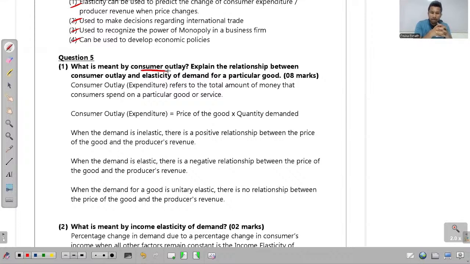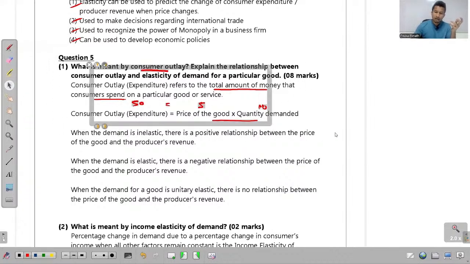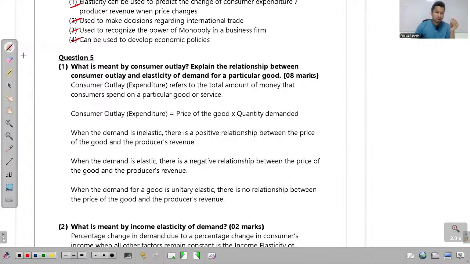When I ask the question, what is meant by consumer outlay, you just need to explain that. Here I have explained that consumer's outlay refers to the total amount of money that consumers spend on a particular good or service. This is how we calculate it: you purchase 10 units at 5 rupees each, so the total outlay will be 50. That's easy. In the next part, you just need to explain the relationship between consumer's outlay and the elasticity of demand for a particular good.